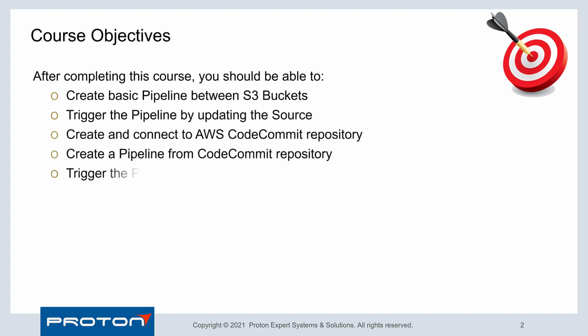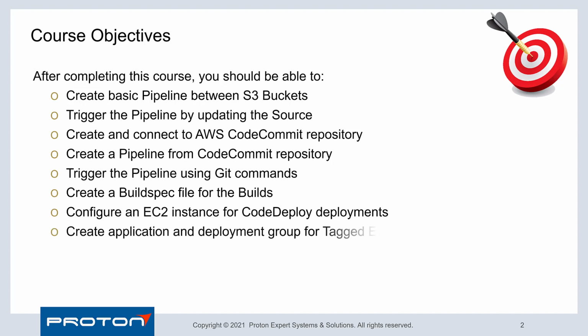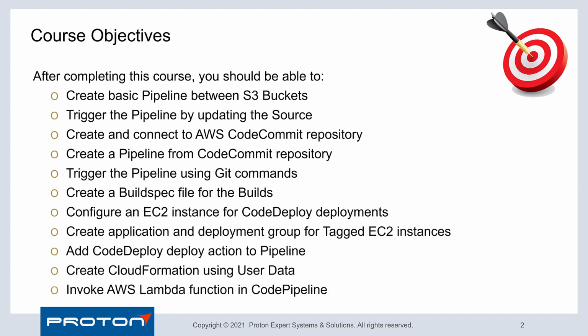In this course, you will be learning about creating the basic pipeline between S3 buckets, to trigger the pipeline by updating the source, create and connect to AWS CodeCommit repository, create a pipeline for CodeCommit repository, to trigger the pipeline using Git commands, create a Buildspec file for the builds, configure an EC2 instance for CodeDeploy deployments, create application and deployment groups for tagged EC2 instances, add CodeDeploy actions to pipeline, create CloudFormation using user data, invoke AWS Lambda Function in CodePipeline.